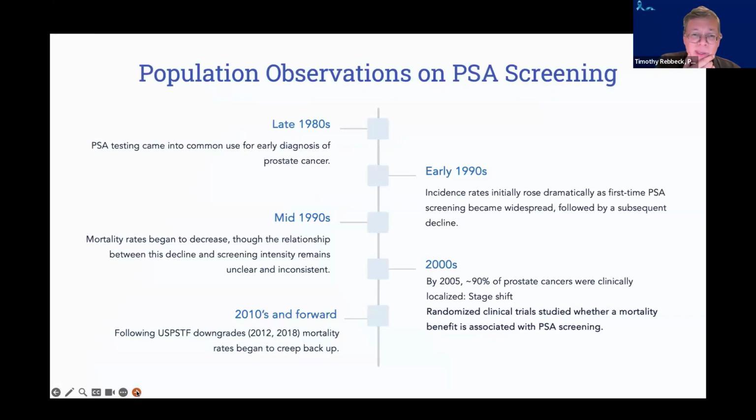So as you heard from Dr. Wender, there have been a lot of observations on PSA screening that have led us to where we are. In the late 1980s, we certainly had PSA becoming common. In the early 1990s, as you heard, the incidence rate rose dramatically, as Dr. Wender showed in the plot, followed by a subsequent decline. In the mid-1990s, mortality began to decrease, and more early-stage cancers were found. In the early 2000s, most of the prostate cancers that were detected were localized. So there was a clear stage shift, and that reflects what I showed you in the previous slide. We're finding a lot of cancers that were localized, probably indolent.